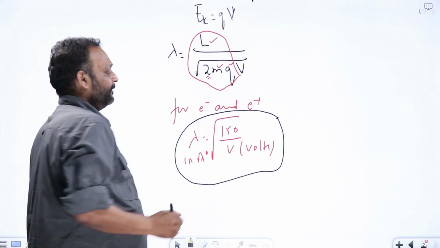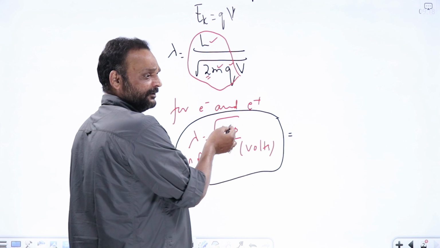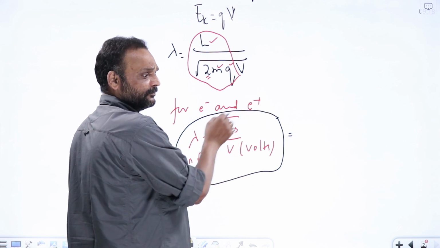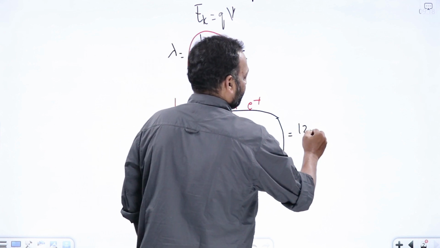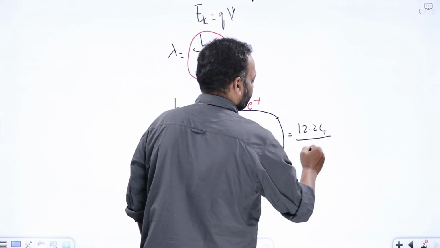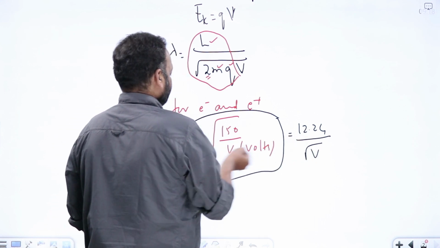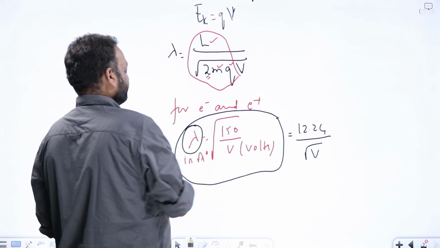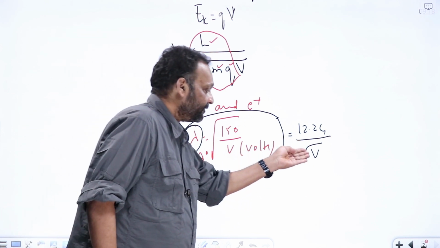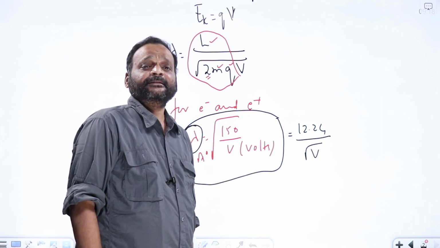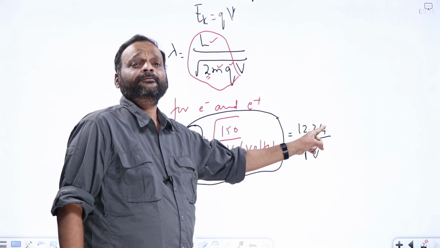What is root 150? Root 144 is 12, root 169 is 13, so root 150 should lie between 12 and 13. It is around 12.24. So 12.24 by root V, when V is in volts, gives you the de Broglie wavelength of the electron in angstroms directly. For 100 volts, root 100 is 10, so 12.24 by 10 is 1.224 angstroms.